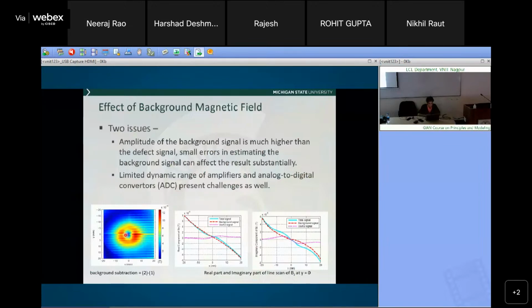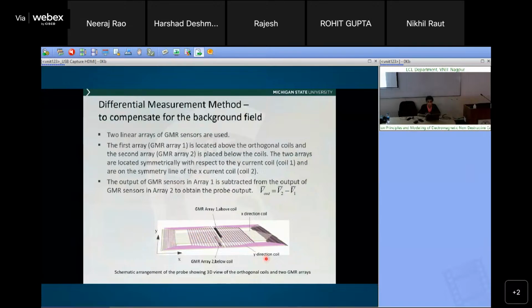Okay. So what we did is, why not have a differential arrangement? So we decided to go with two arrays. We have a GMR array above the coil and an array below the coil. Okay. So we can do a differential measurement.